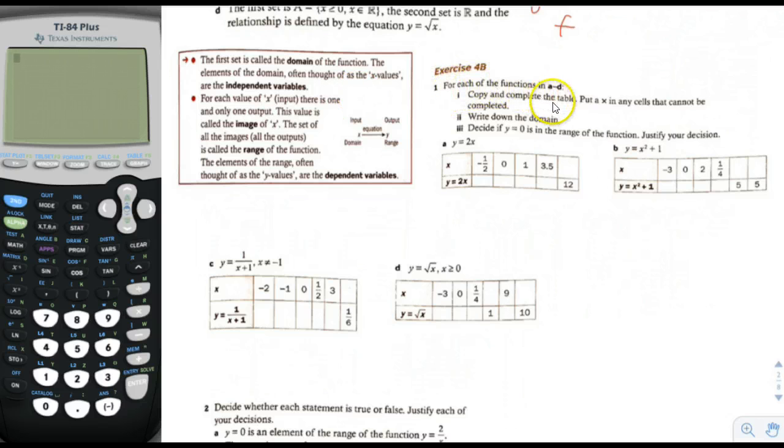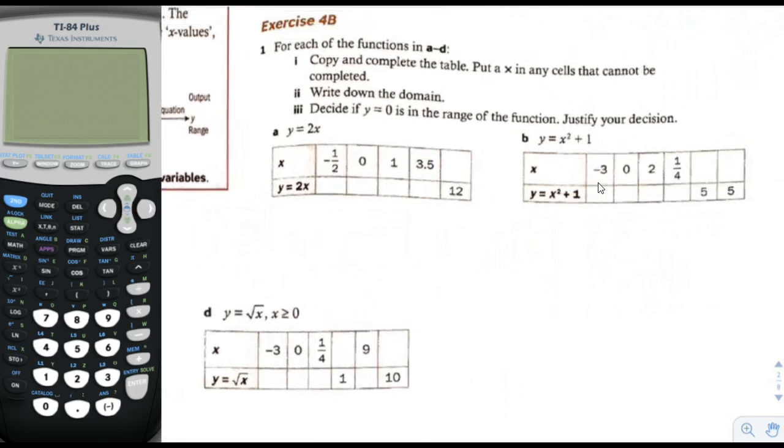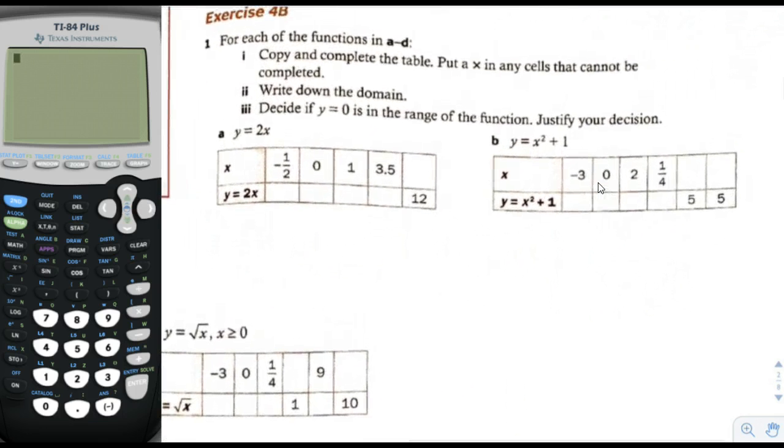Okay, let's look at a problem. For each of the functions in A through D, copy and complete the table, put a big X in any cells that cannot be completed. Write down the domain, decide if y is equal to 0 is in the range of the function, justify your decision. Okay, so for A, y equals 2x.